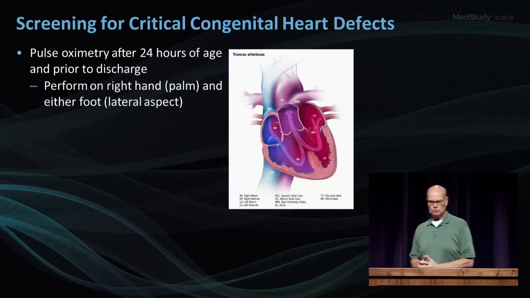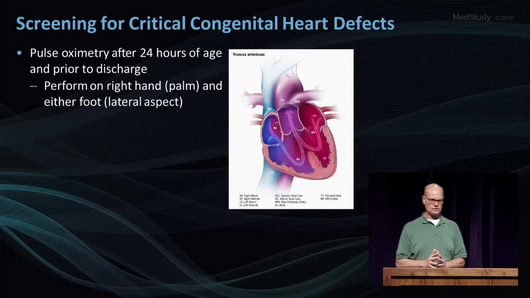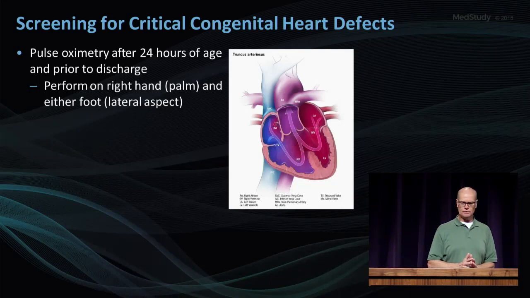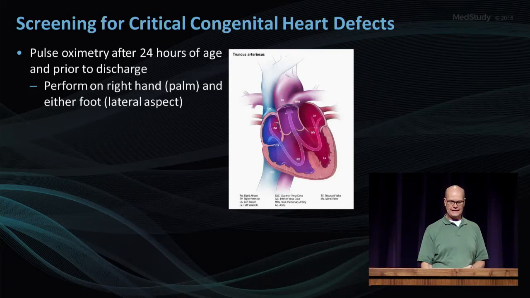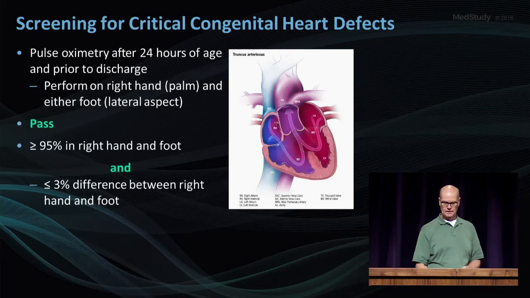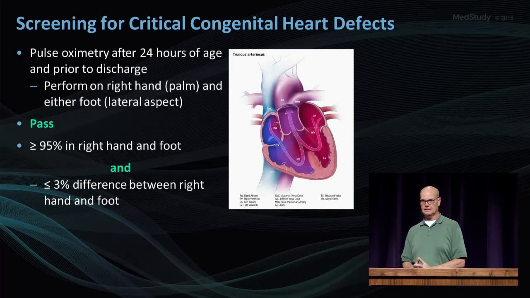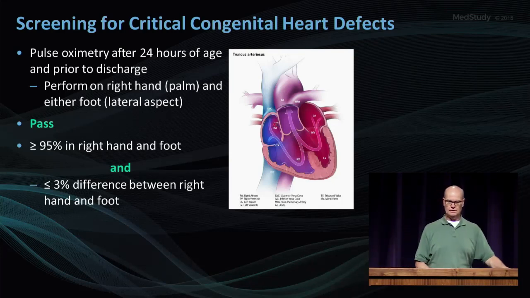All right, the relatively new recommendations for screening for critical congenital heart defects you should know. Pulse oximetry is recommended after 24 hours of age and prior to discharge. It should be performed on both the right hand and either foot. And a pass is considered an O2 sat of greater than 95% in both the right hand and a foot, and less than a 3% difference between the right hand and a foot.